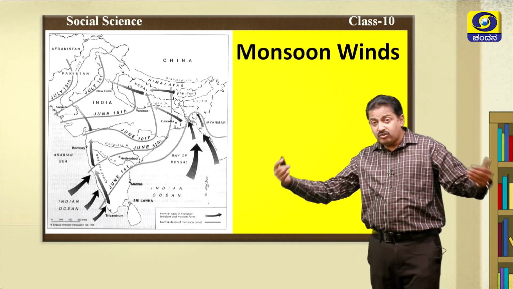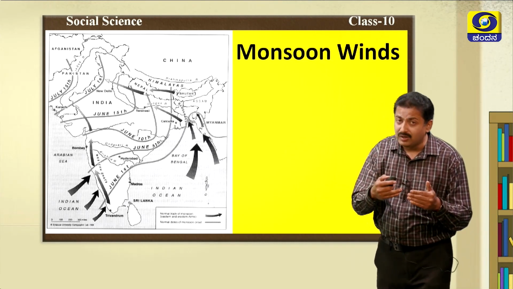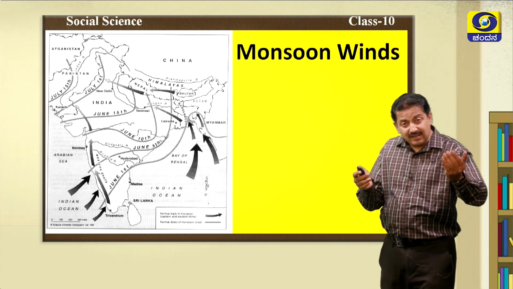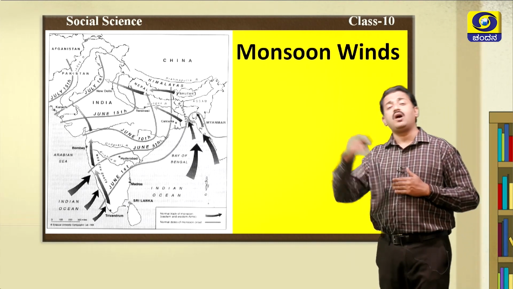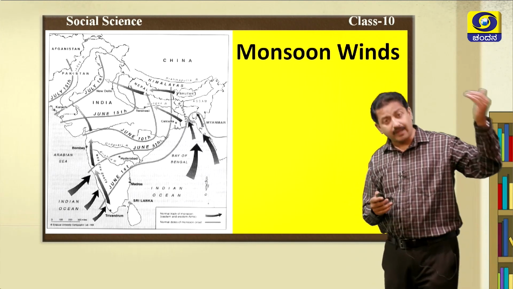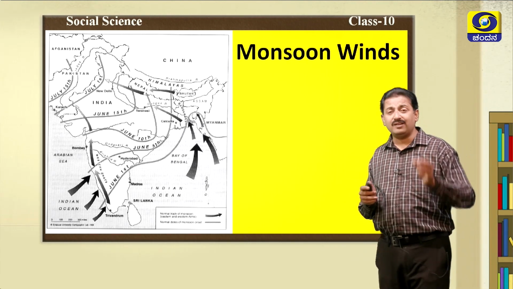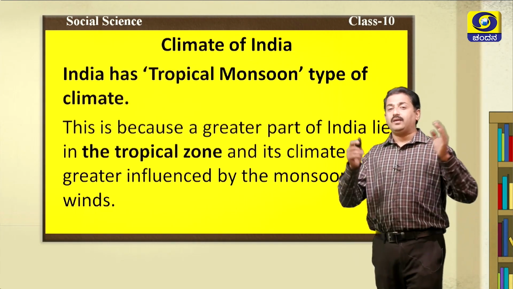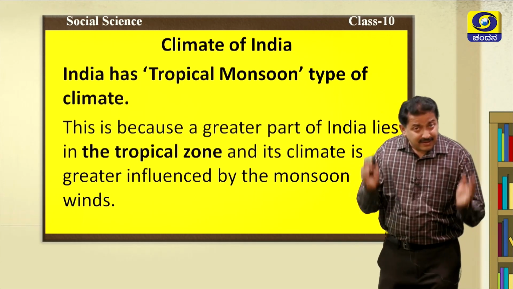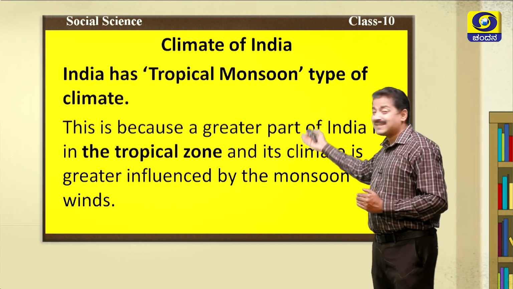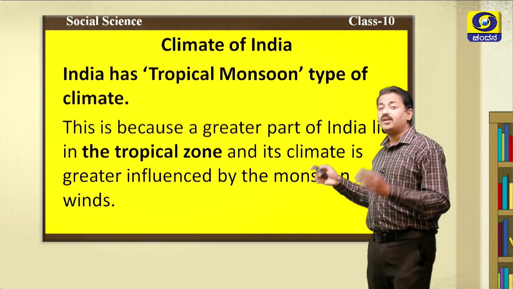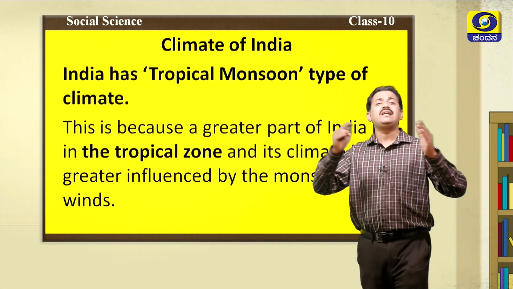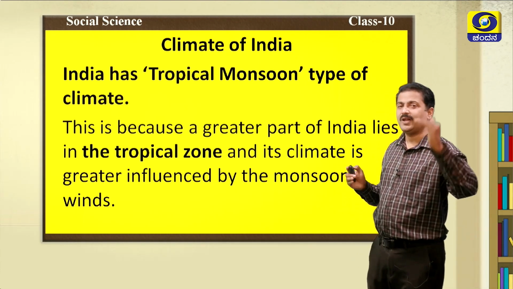Which type of winds are blowing towards that particular area, that decides the climatic type. Whether the place is influenced by southwest monsoon or northeast monsoon or temperate winds, all these factors decide the climatic condition of a place. Dear students, keeping these factors, India's climate is called tropical monsoon type of climate. That means India has tropical monsoon type of climate.